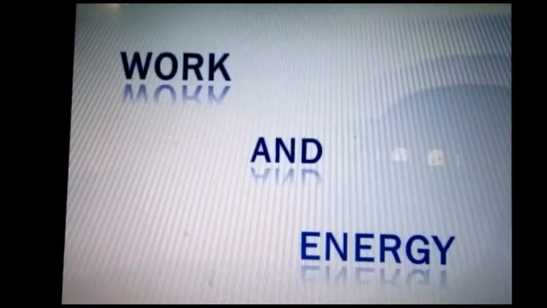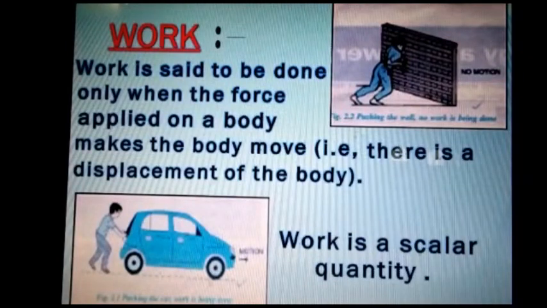You know, in our daily life, work refers to some sort of physical or mental exertion. But according to physics, work is said to be done only when a body moves under the influence of a force. So students, first we have to see what is work. Work is said to be done only when the force applied on a body makes the body move, that is, there is a displacement of the body.